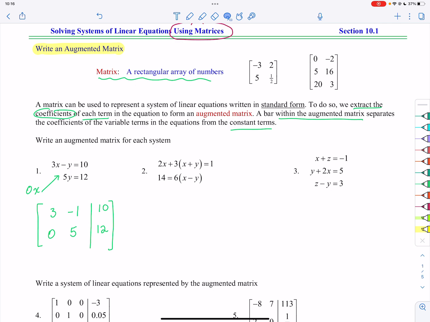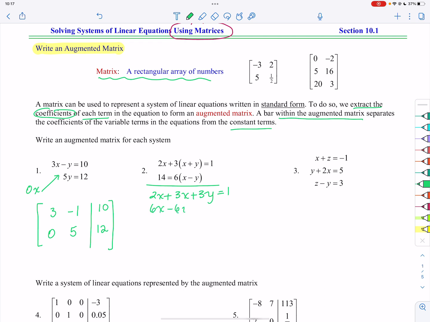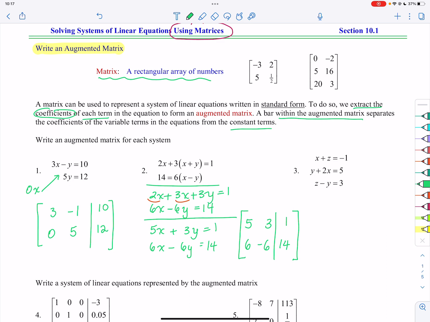Let's do the same thing for number 2. Now we have a little bit of work to do first. I'll go below and then do the matrix to the right. We have 2x plus 3x plus 3y equals 1, and 6x minus 6y equals 14. Let's combine our like terms here. We have 5x plus 3y equals 1, and 6x minus 6y equals 14. So our augmented matrix will be 5, 3, and 1, then 6, -6, and 14.